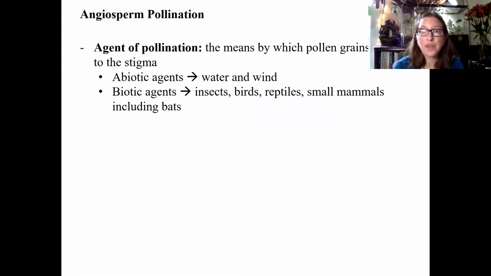Agents of pollination, what are they? Well, there are different types. How does a pollen grain go from an anther to a stigma? It can go via abiotic agents such as wind and water. Abiotic, the A just means without biotic, so not alive. That's a fancy way of saying not alive, right? Water is not alive and wind is not alive. So water and wind can be agents of pollination, but when we think of pollination, we're probably more familiar with biotic agents: insects, birds, reptiles, small mammals, even bats.